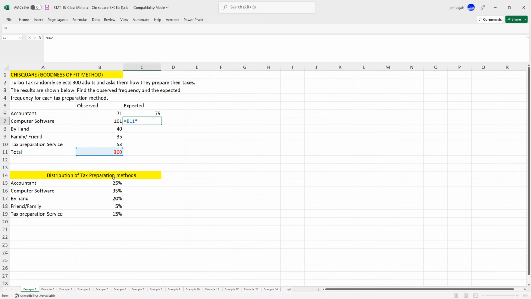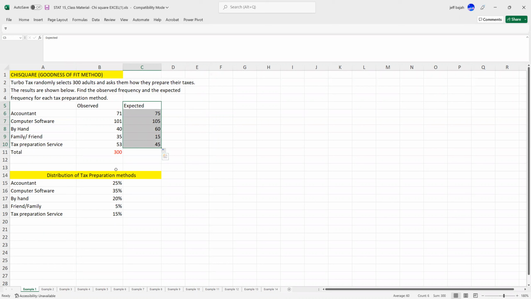Let's do that for the second one too. 300, 35% of them did use the computer software, so we'll click on that. Now we're just going to go down the line. To make it easier for us, we're going to hold this constant, or press F4 if you're using a PC. If you're using a MacBook, I think it's Command T. You press enter, and that allows you to drag. So this is expectation, or expected.